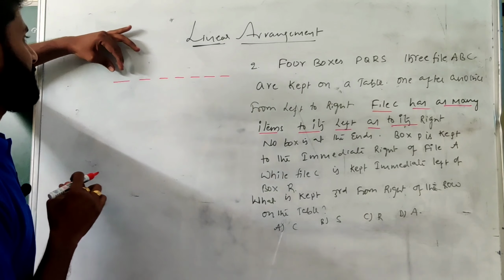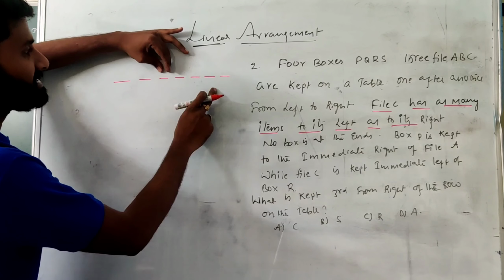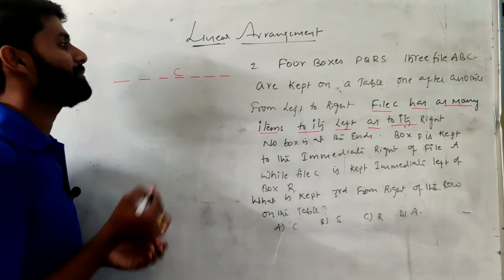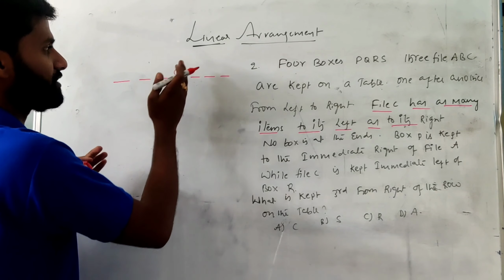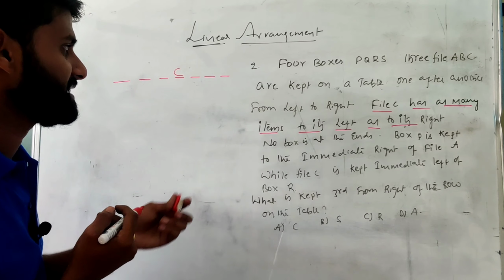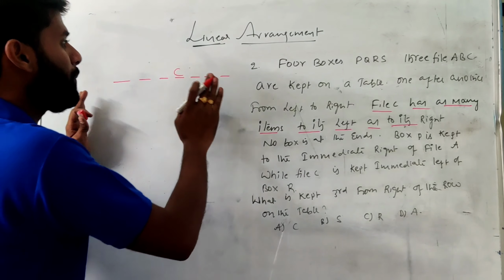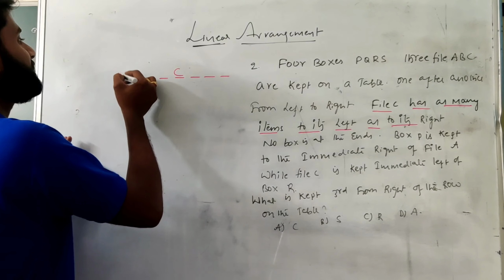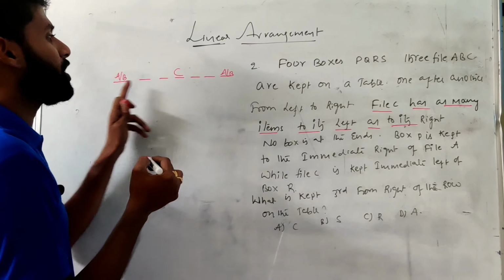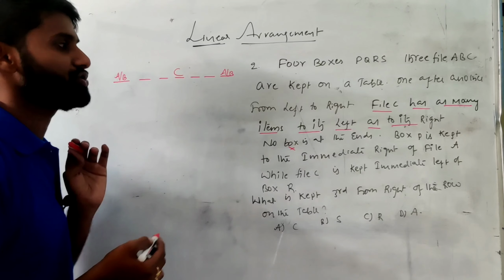For example, if you place C here, we get 0 and 6. If I place C here, we get unequal numbers. So definitely I can fix that C occupies the center position. Then check it out: on C's left side we have 3 files and on the right side we have 3 files. Next one: no box at the end. No boxes at the end means we can fix that there are files at the ends, either A or B. He said that boxes P, Q, R, S are not at the end positions.